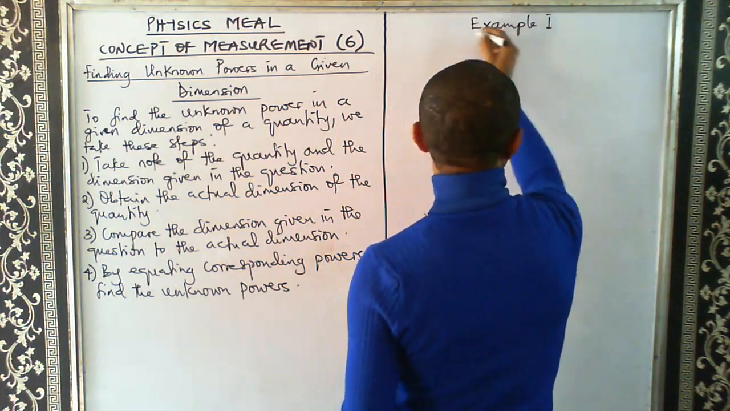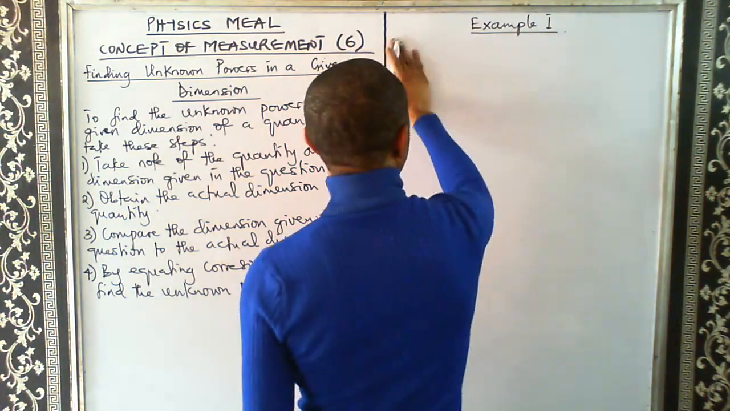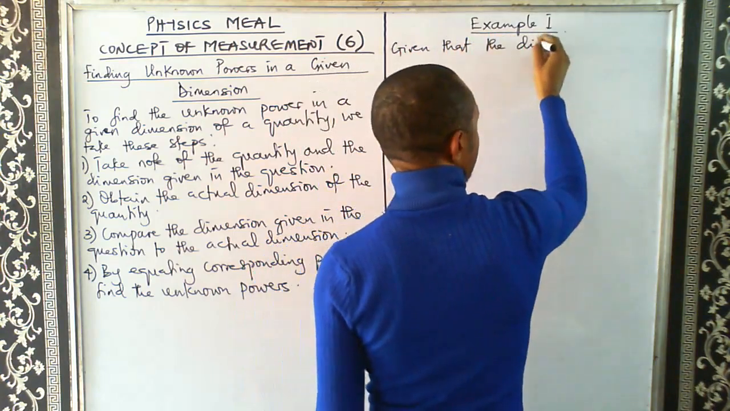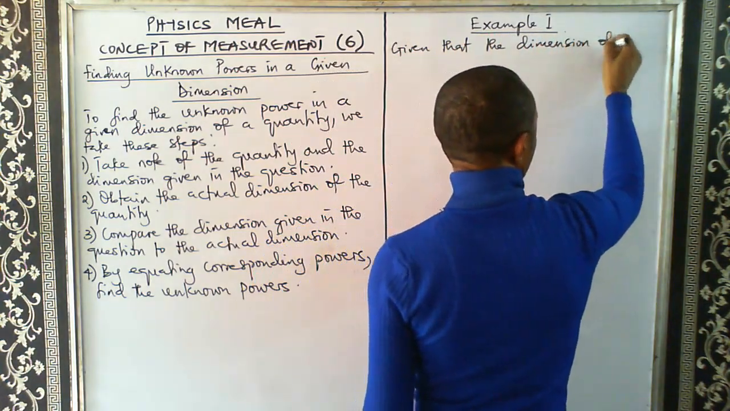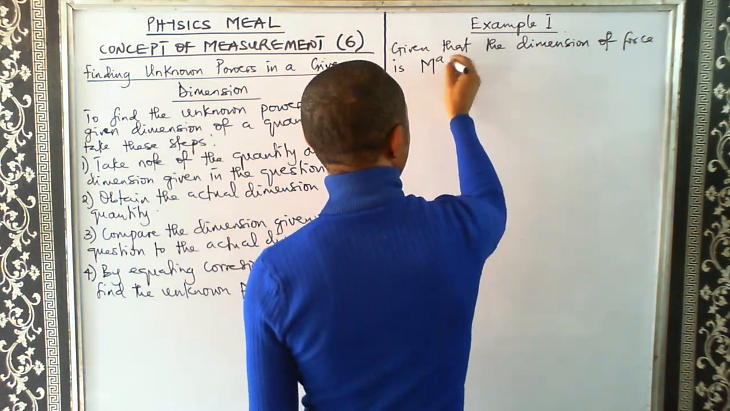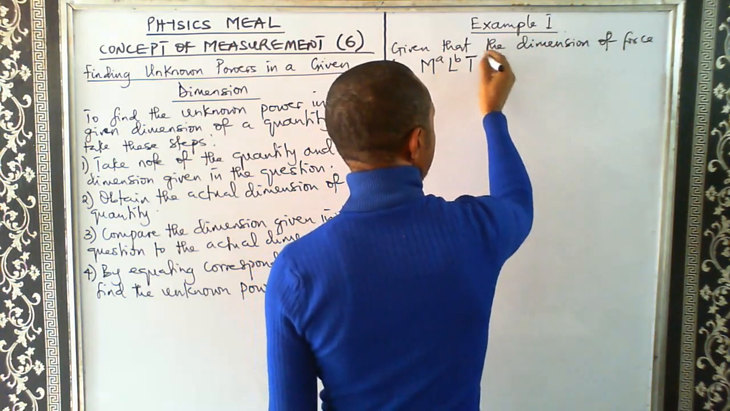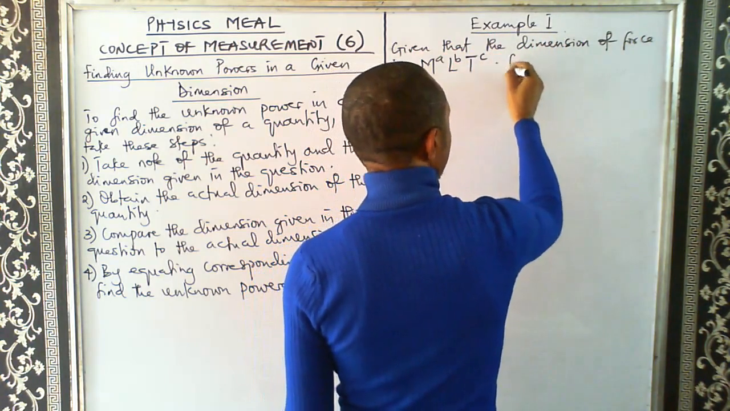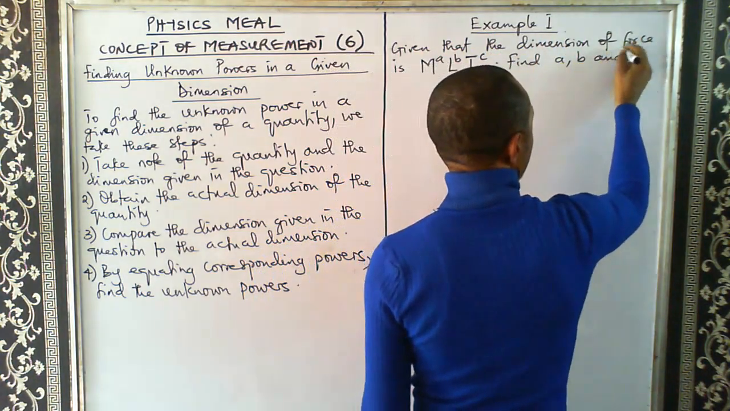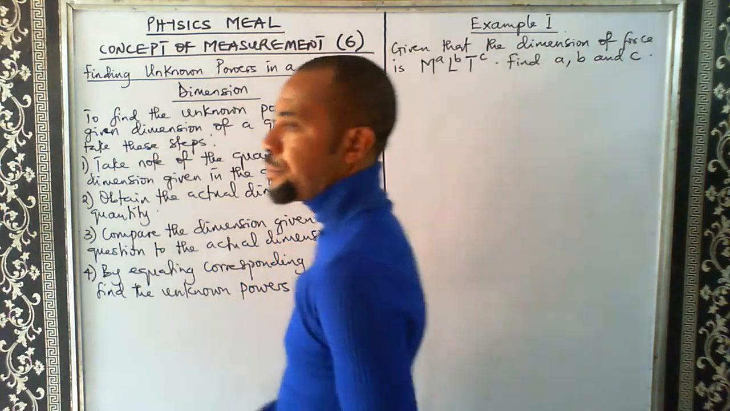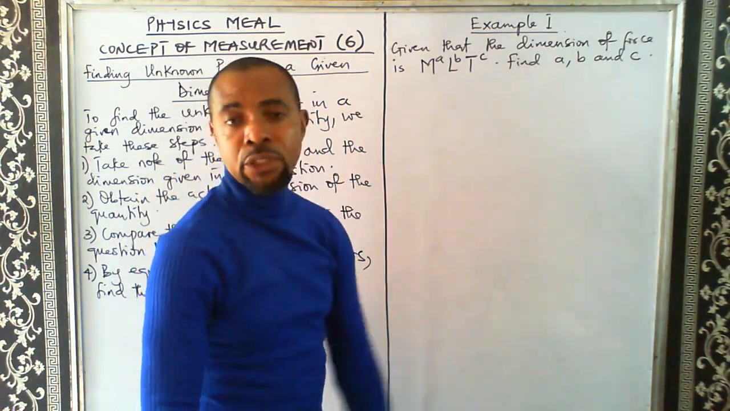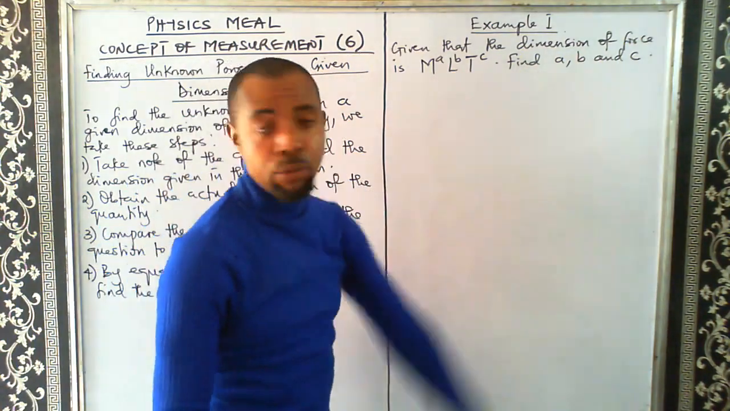Example 1. Given that the dimension of force is M to the power a, L to the power b, T to the power c, find a, b, and c. Given that force is this, find the values of a, b, and c.